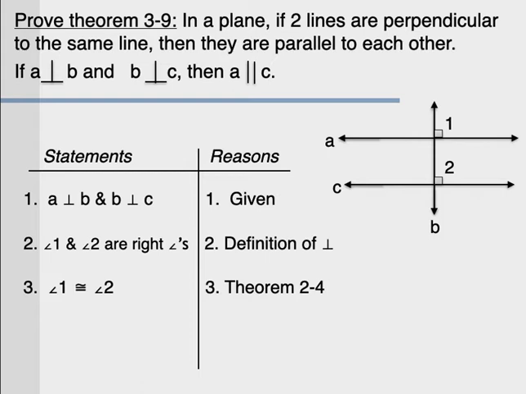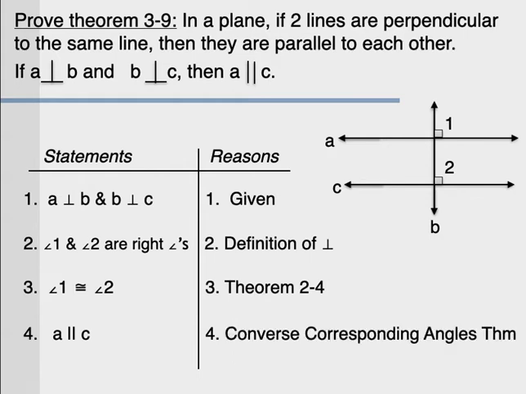Now think back to earlier in chapter 3. On your chapter 3 postulate paper, you have a list of theorems you can use to prove lines parallel, which is our goal here, to prove A is parallel to C. Find the one you could use here. If you said converse of corresponding angles theorem, well done. The idea is, because we have corresponding angles that we just said had to be congruent to each other, we could use converse of corresponding angles theorem to say we have parallel lines. And that is your official proof for Theorem 3.9.